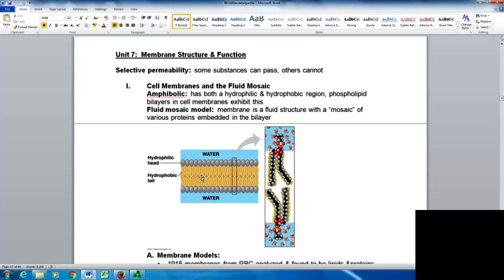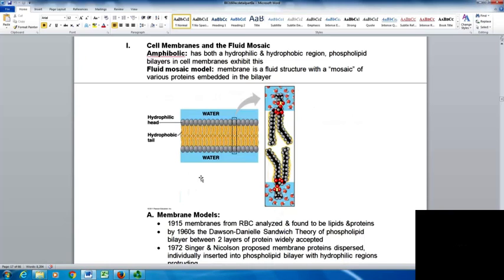The membrane is a fluid structure in what we call the fluid mosaic model. You've got various proteins embedded in the bilayer, and those proteins move around slower, but the phospholipids move around quickly in the membrane. They will be able to switch locations.